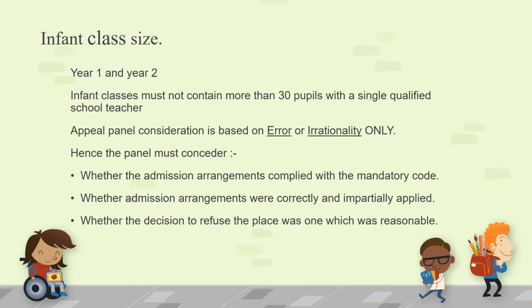When reviewing an infant class size appeal, the only criteria that the panel can consider is an error in the process or procedures or irrationality of the authority decision. Hence the panel must consider whether the admission arrangements complied with the mandatory code, whether those admission arrangements were correctly and impartially applied, and whether the decision to refuse the place was one which was reasonable. For your appeal to succeed, you must prove one of these things was incorrect. If you are trying to appeal on any other basis, you are highly unlikely to succeed.